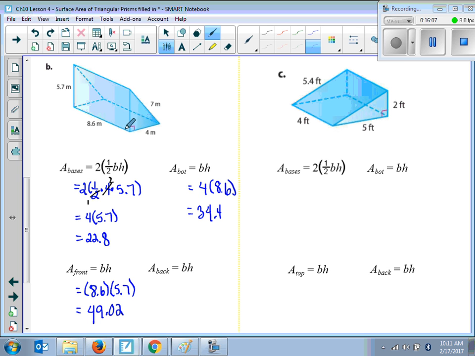Same as this, right? So that's 8.6 times the height, which is 7. You see that? It's this one right here. All right, so that's going to be 8.6 times 7. Okay. All right, so this is going to be 60.2. Very good.